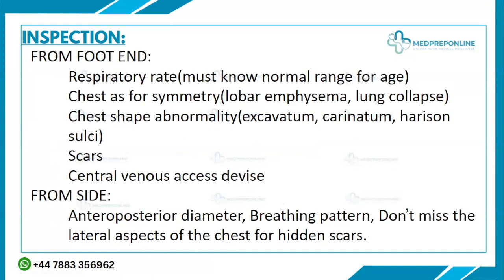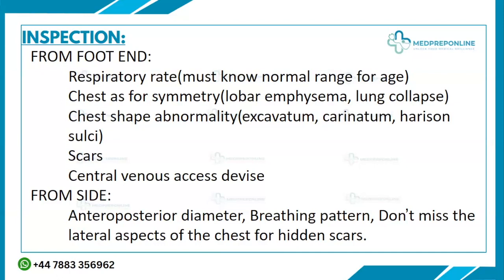You stand at the foot end of the child while you have already exposed the child. The chest asymmetry, the respiratory rate, the shape abnormalities, the chest expansion, all of these features will be evident if you're looking at the child from the foot end. So count the respiratory rate at this point of time, do it in 15 or 10 seconds, and then multiply to make it per minute.